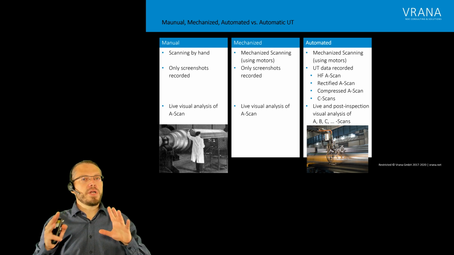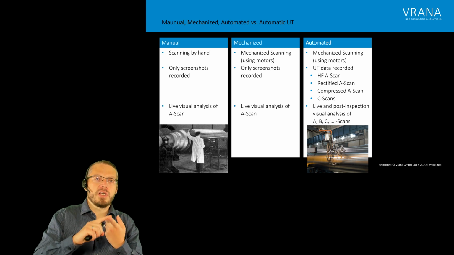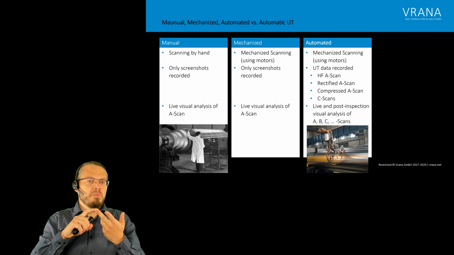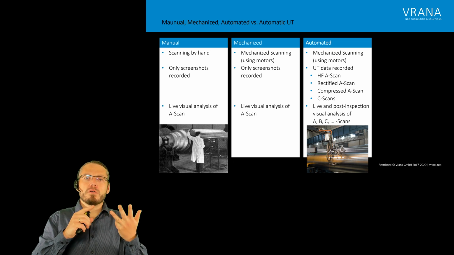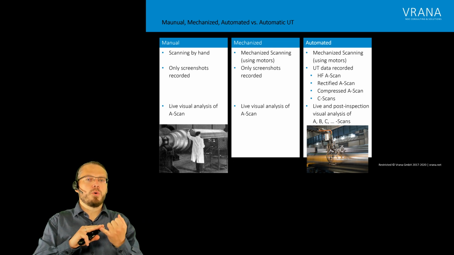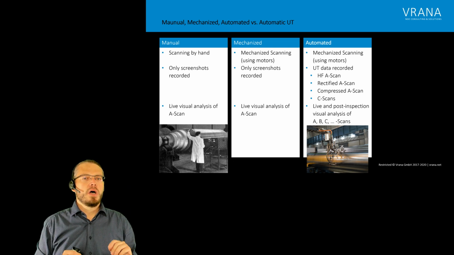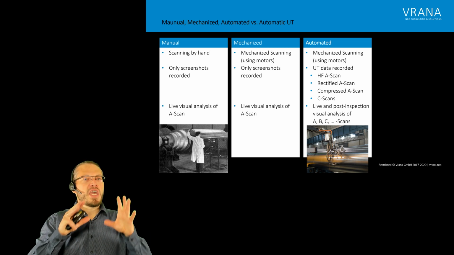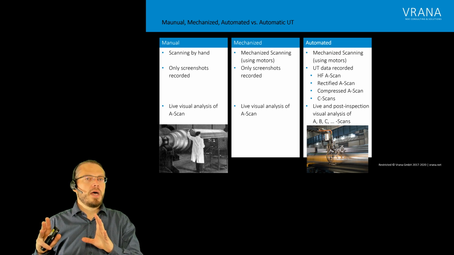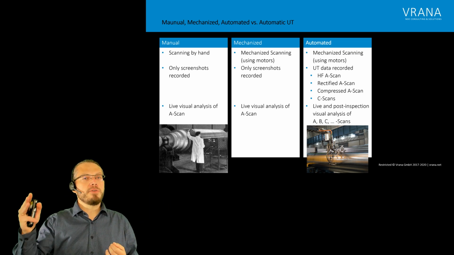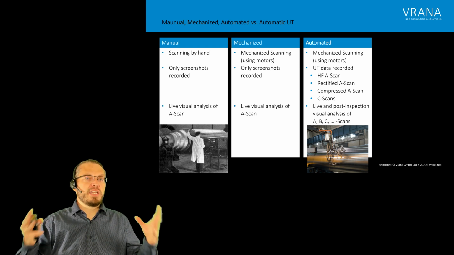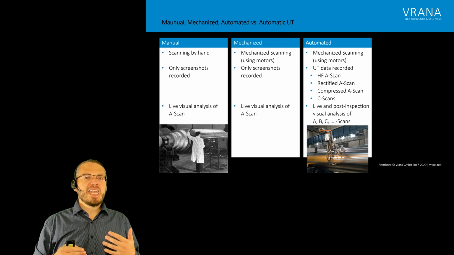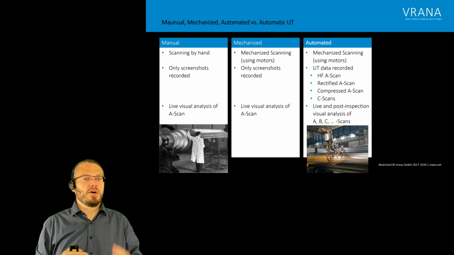Once we have recorded this information, we could record full high-frequency A-scans, normal rectified A-scans, or compressed A-scans or C-scans. I will come in a minute to what all those are. Then we display those A, B and C scans either live or after the inspection, because now we have all of that data recorded. Then we can do the interpretation on that data. But again, this is a visual interpretation.